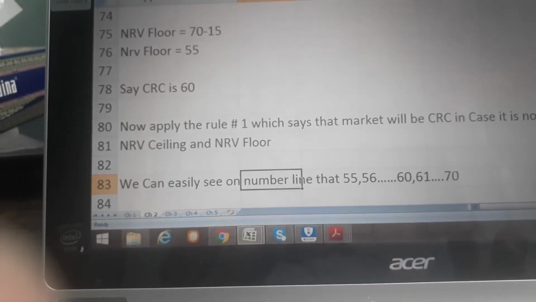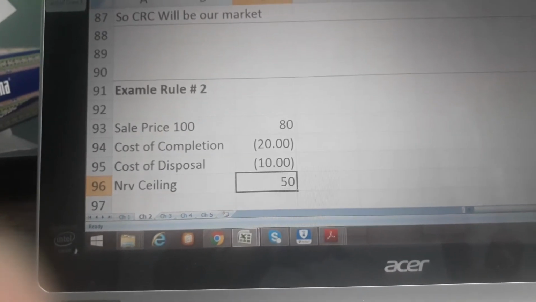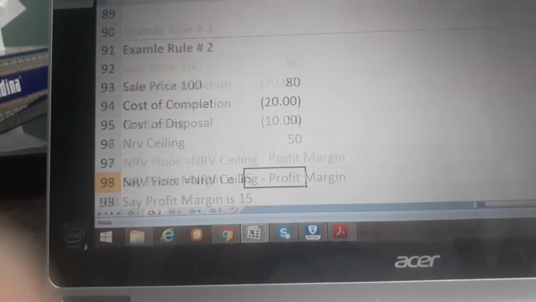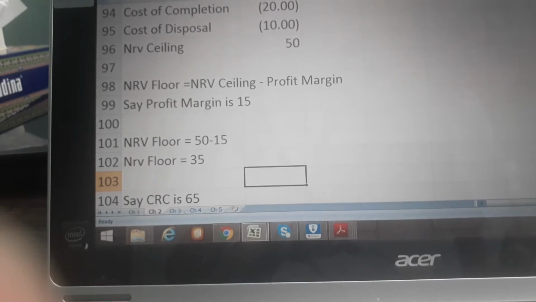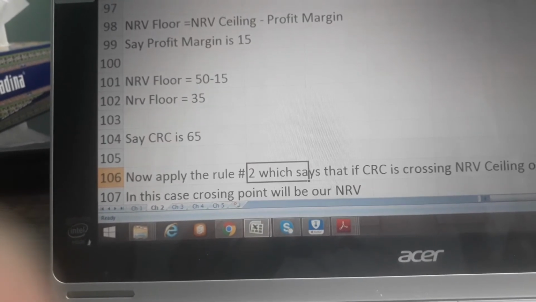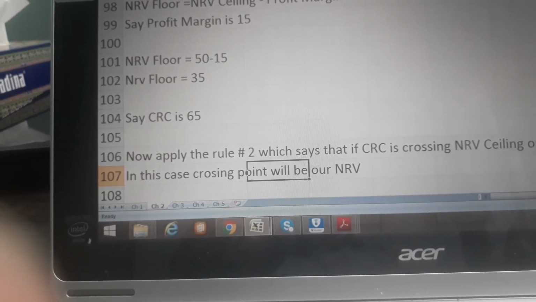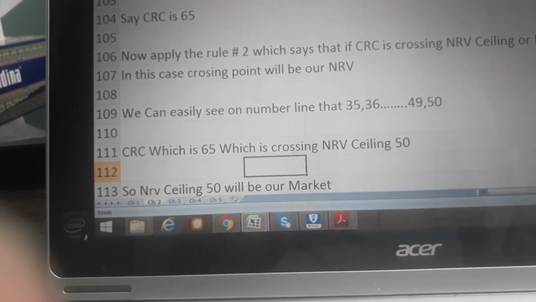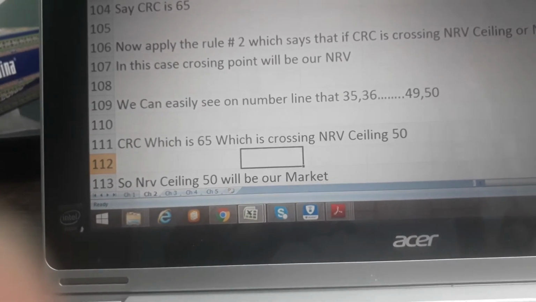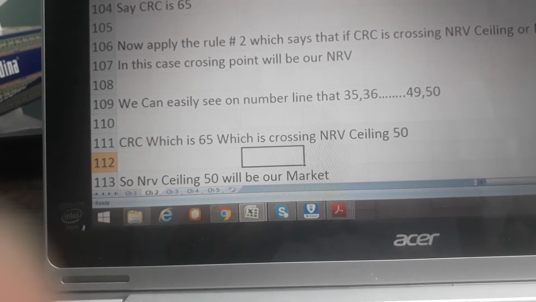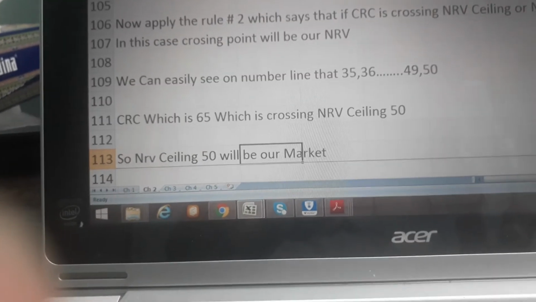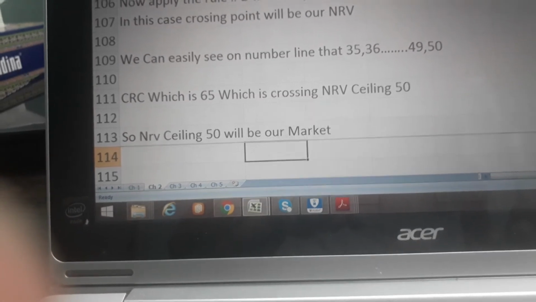In rule number 2, I will show you the example. We have NRV ceiling, same formula I applied. Then we have NRV floor, which is 35, and CRC of 65. Here you can see that CRC is crossing the NRV ceiling. So the limit which it is crossing, that particular limit will be our market. Here CRC, which is 65, is crossing the NRV ceiling, so 50 is our market.